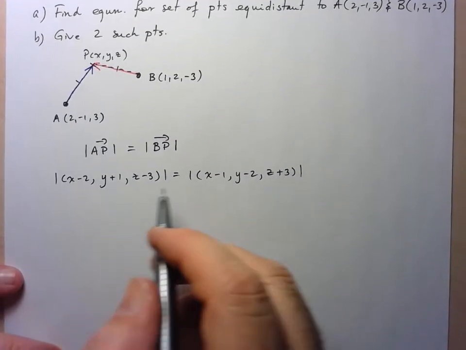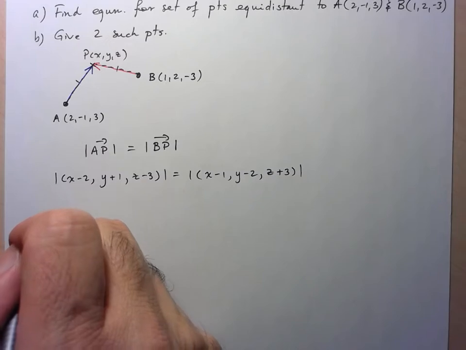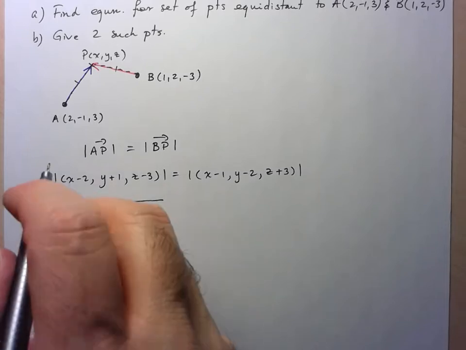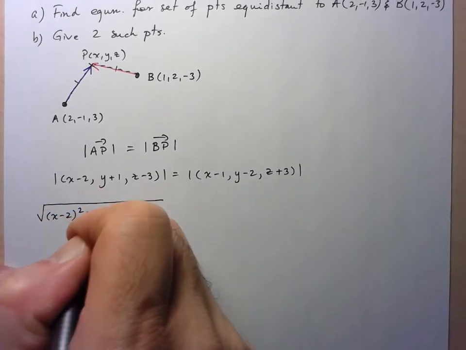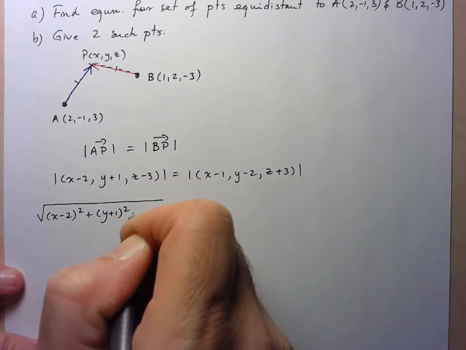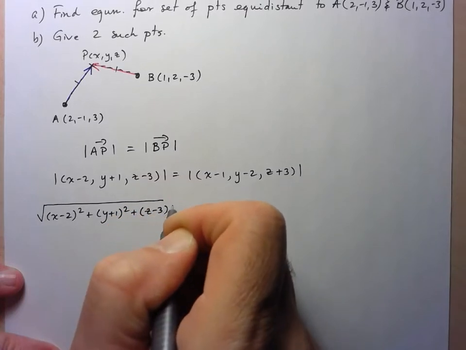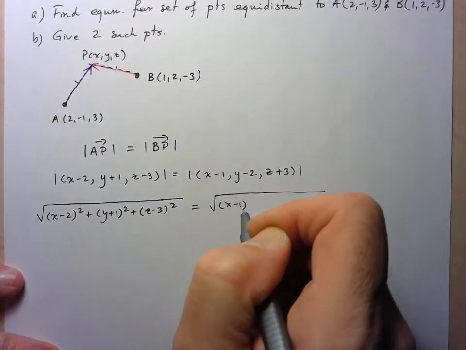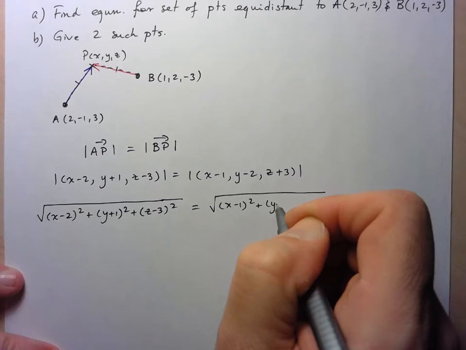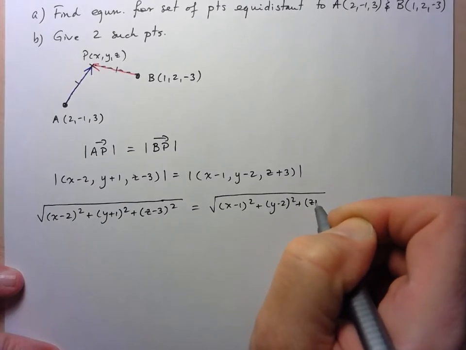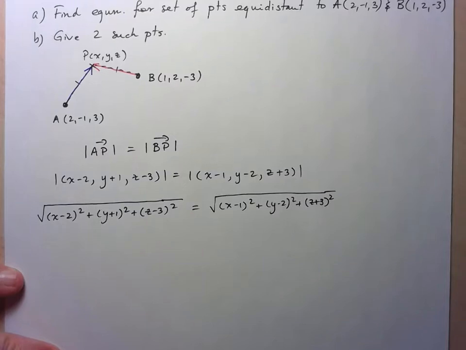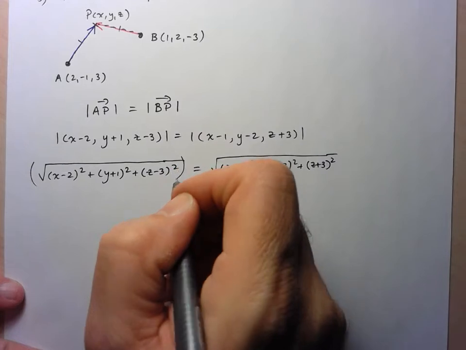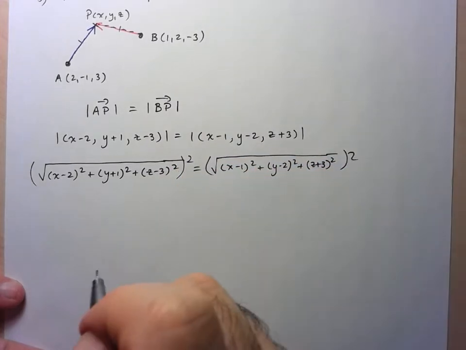Now that we have our 2 vectors, we can find the magnitudes of each. This is the square root of the sum of the squares of the 3 components: the square root of (x minus 2) squared plus (y plus 1) squared plus (z minus 3) squared. That's going to equal the other magnitude: the square root of (x minus 1) squared plus (y minus 2) squared plus (z plus 3) squared. It's pretty obvious that we're going to want to get rid of the square root, so we'll just square both sides of the equation.